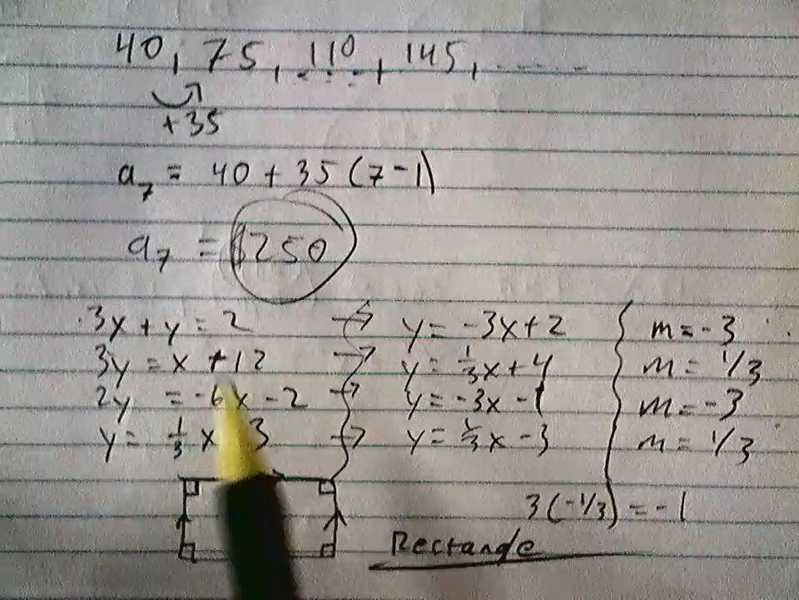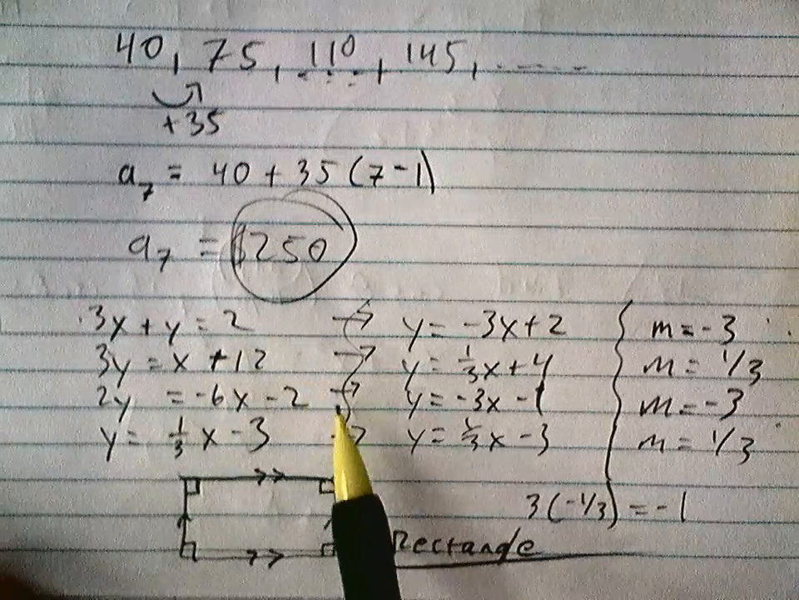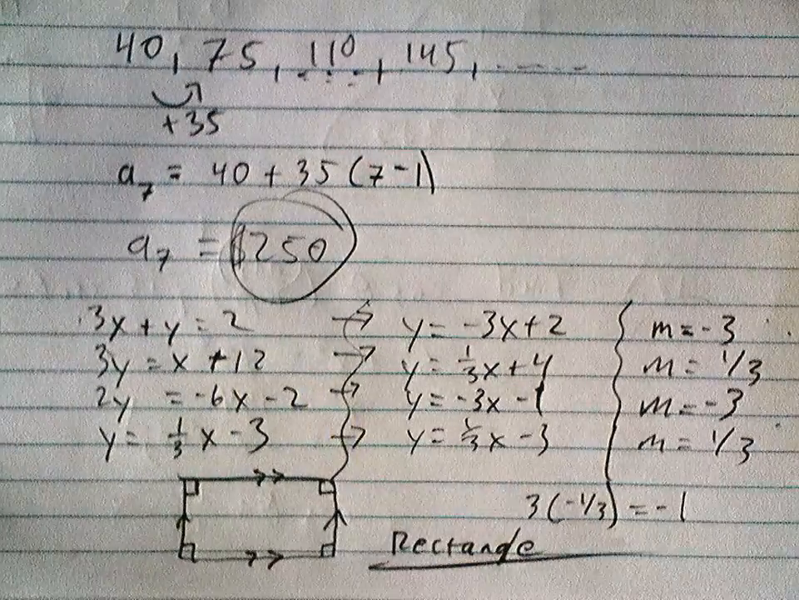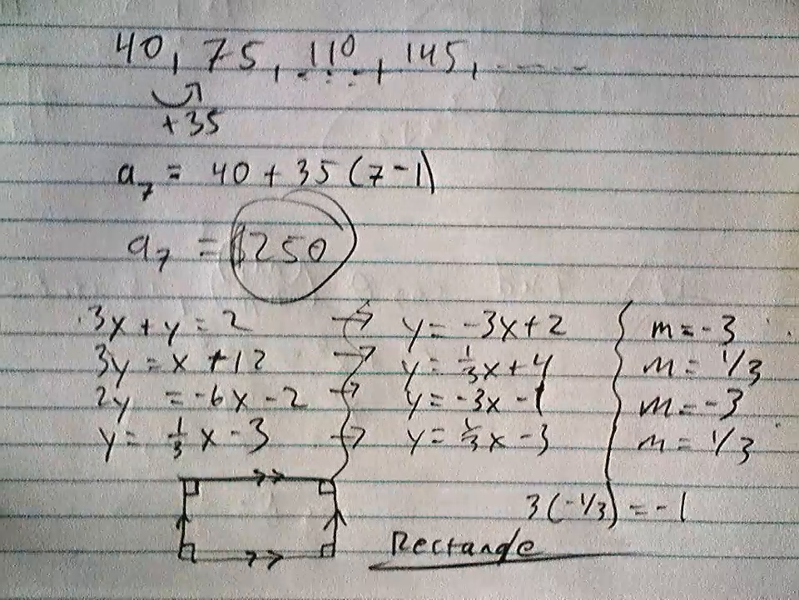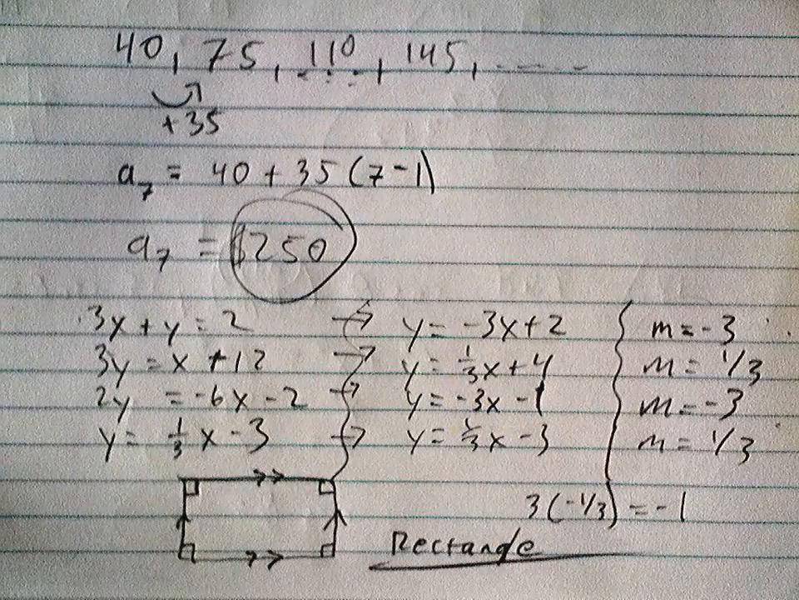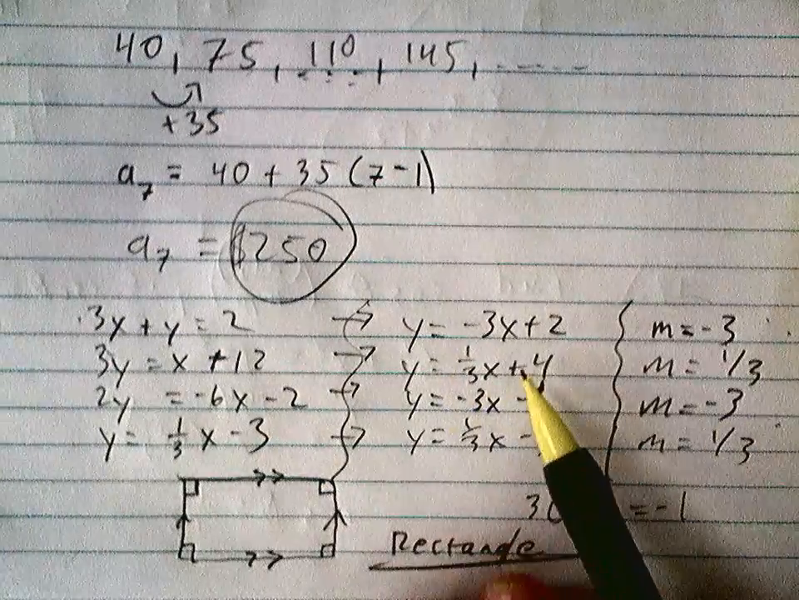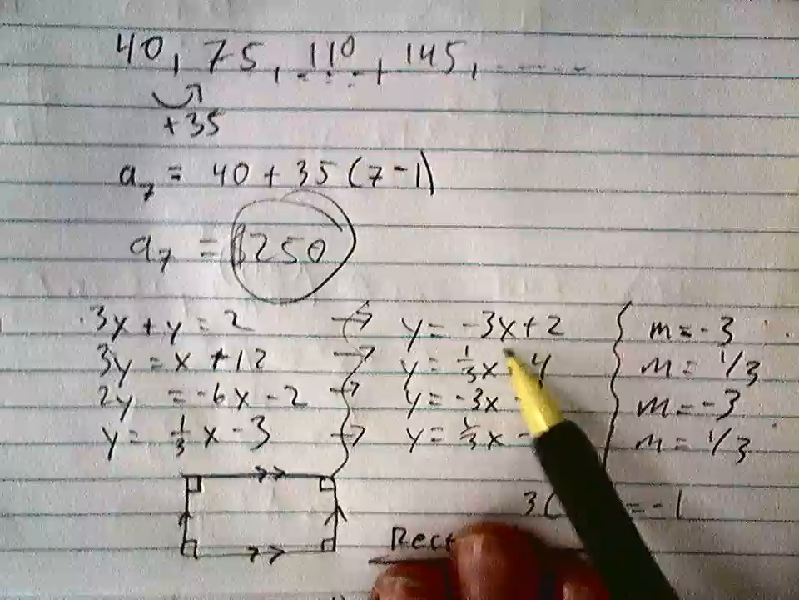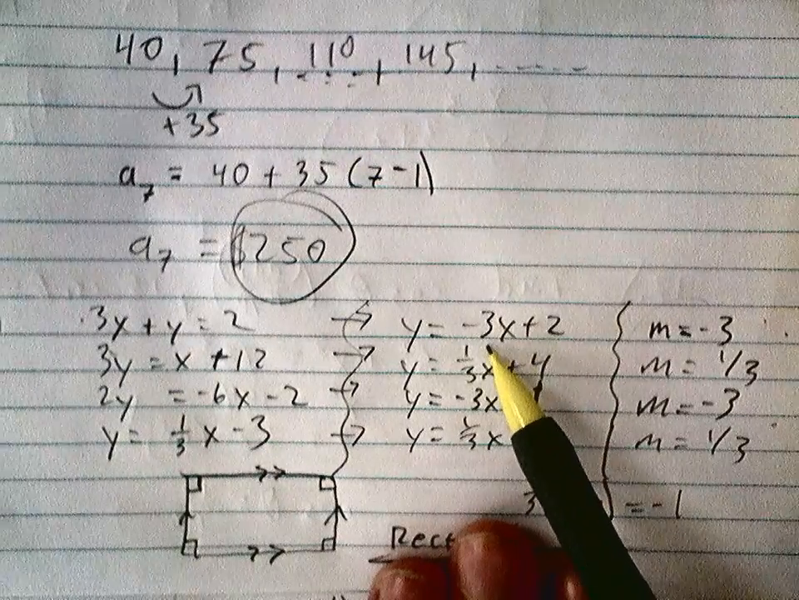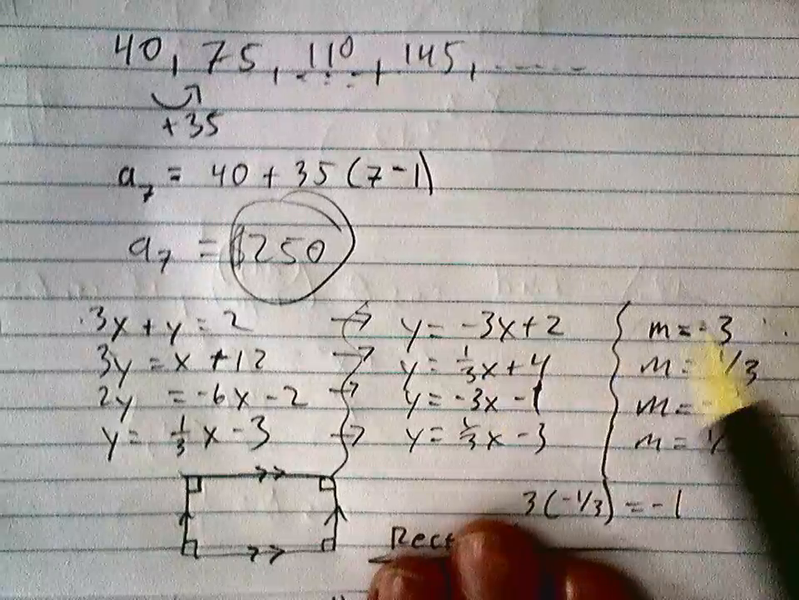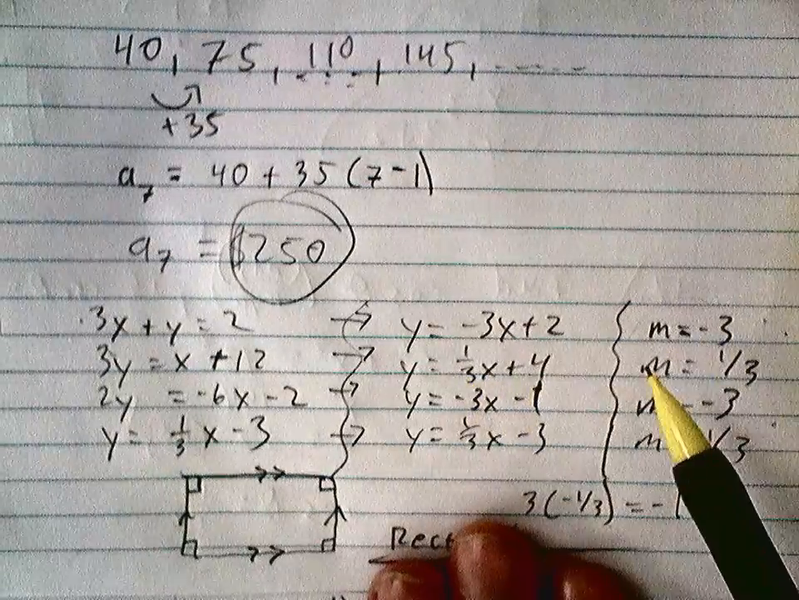So what I've done is solved each of these equations for y. So I got y by itself. The reason why I want to get y by itself is so I can easily determine the slope. So remember, when y is by itself, the slope is just the number in front of x. So for the first one, the slope is just -3. For the second one, the slope is 1/3.